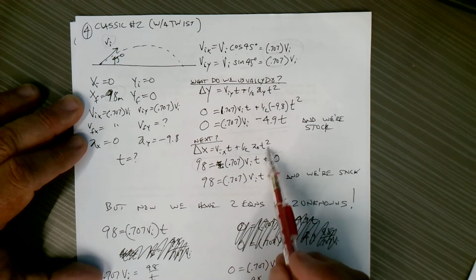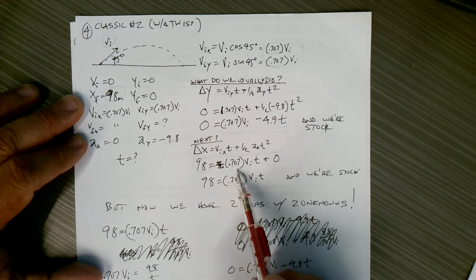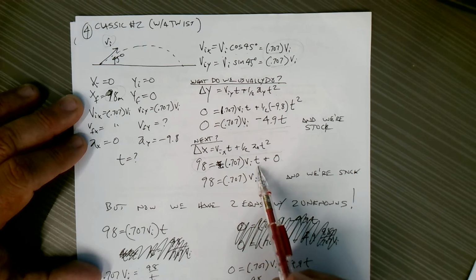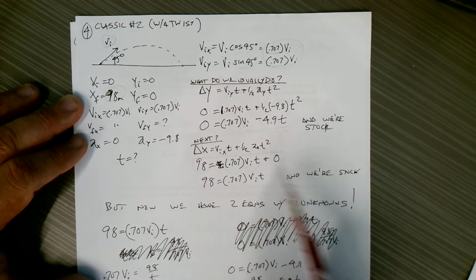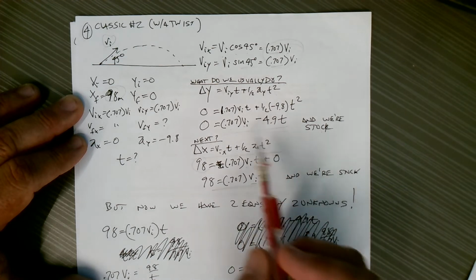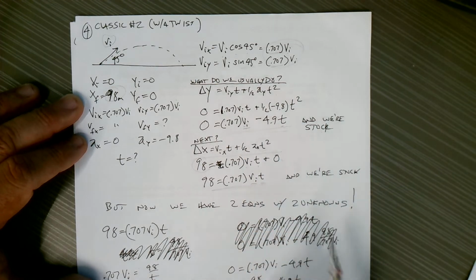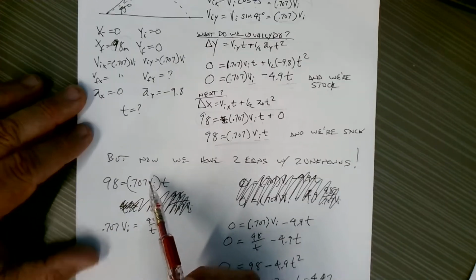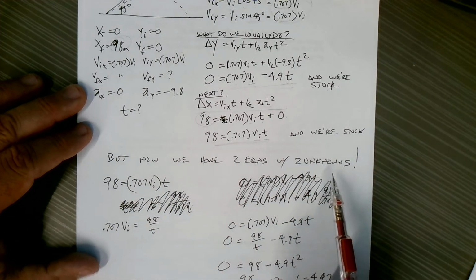And of course, this term right over here turns into 0. So we have 0.707 VI times T. And again, we're stuck, but we're stuck with an equation that has the unknowns of VI and T, and this one had the unknowns of VI and T. In other words, we have a system of two equations with the same two unknowns.